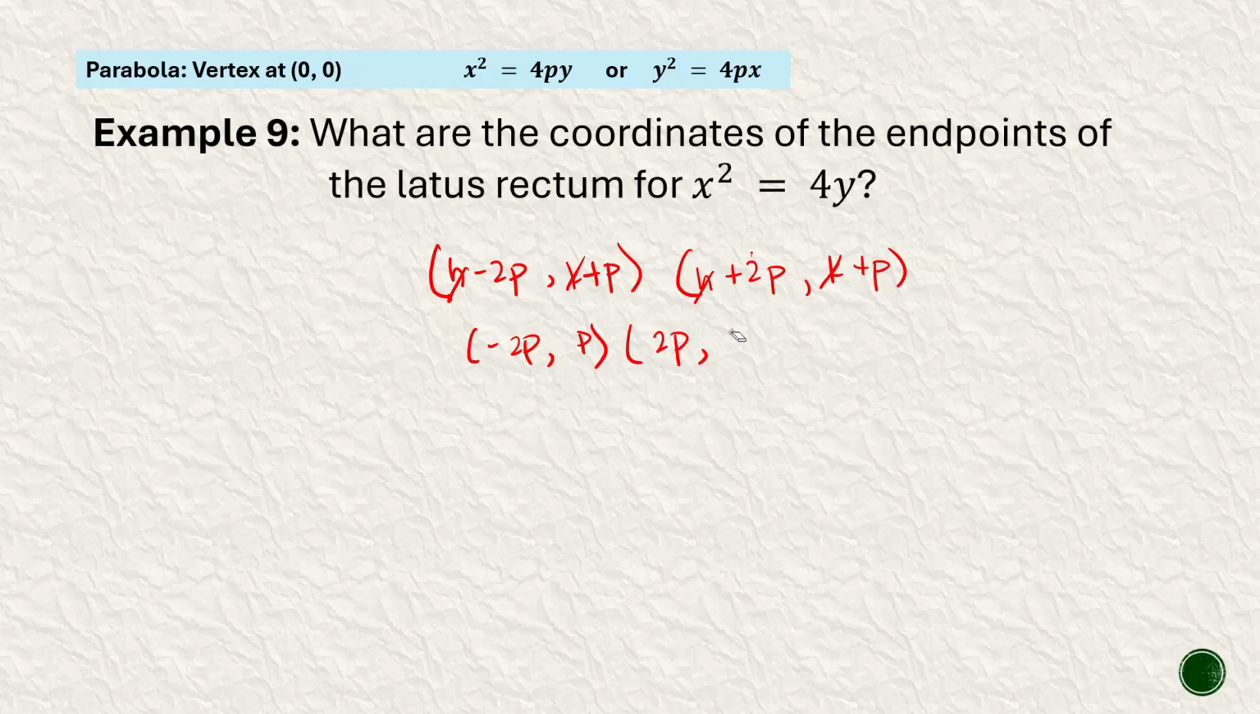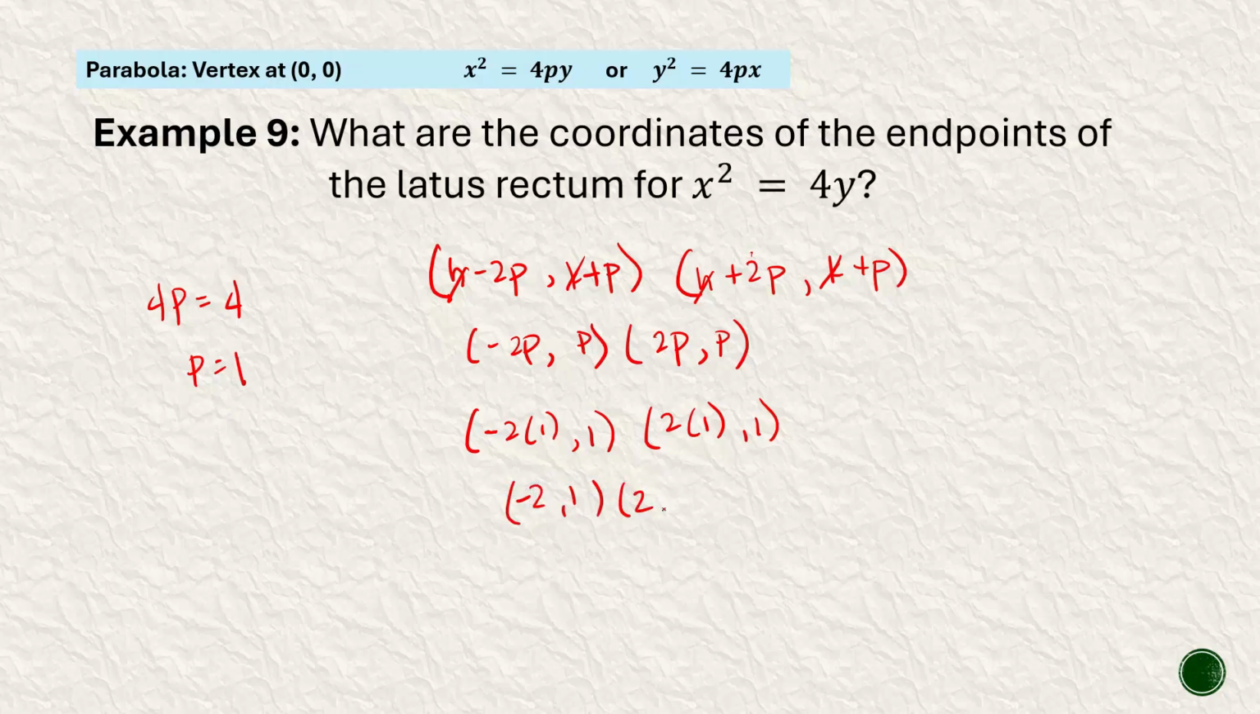And as you notice, the y coordinates are the same. So for the p, we just need to solve that, okay? To solve for p, that depends on the coefficient of y. So that's 4, which means 4p equals 4, p equals 1. If that's the case, then the ends of our latus rectum are negative 2 times 1, comma 1, and then 2 times 1, comma 1, by substituting the value of our p. And then finally, we have negative 2 comma 1, positive 2 comma 1.